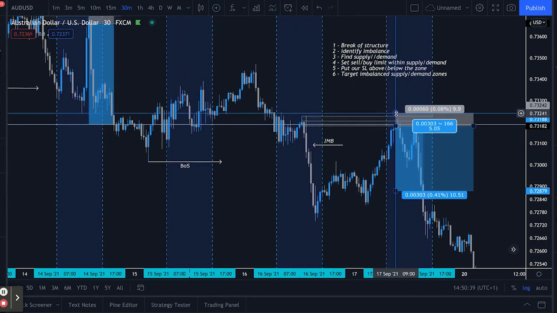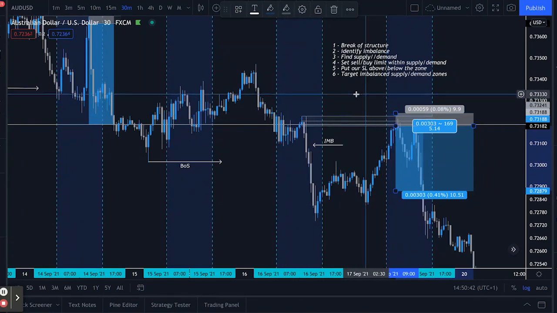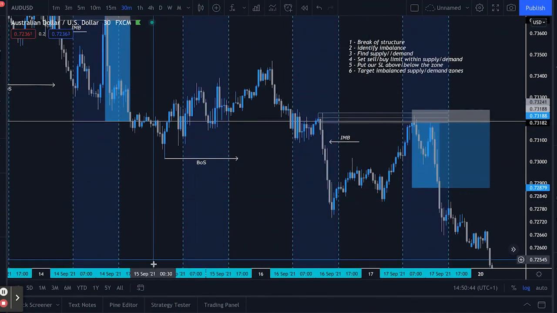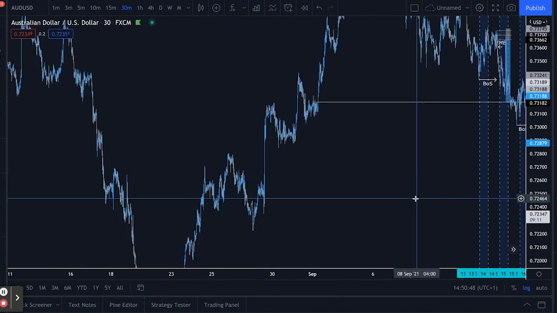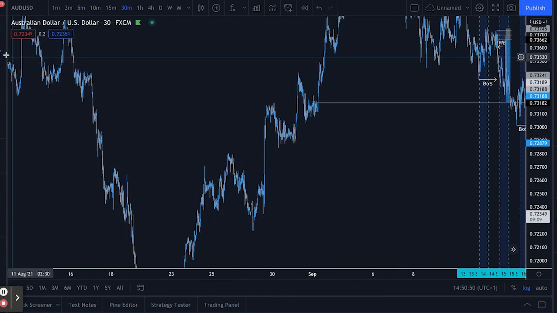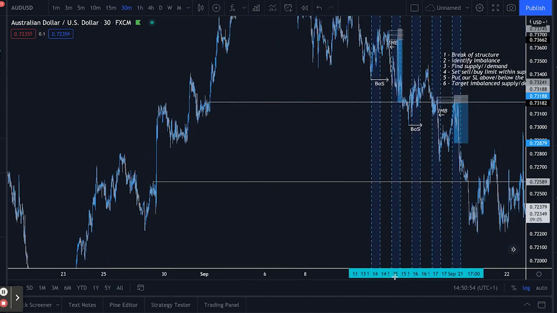Fifth, we put a stop loss above the zone, clearing the high of the zone as we can see here. And number 6, we are looking to target an imbalanced supply or demand zone. So once again, we're going to scale back to previous price, and we can see here, okay, we have a very large imbalanced demand zone. So let's plot that out. Go for this target down here.